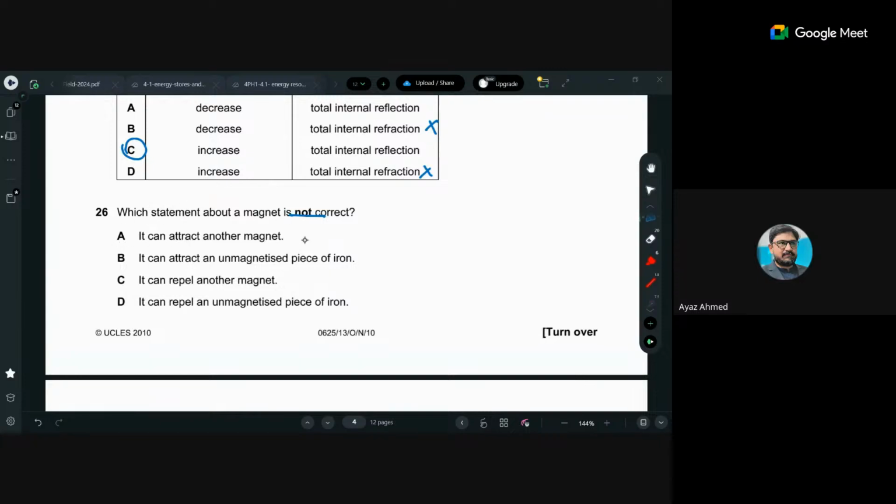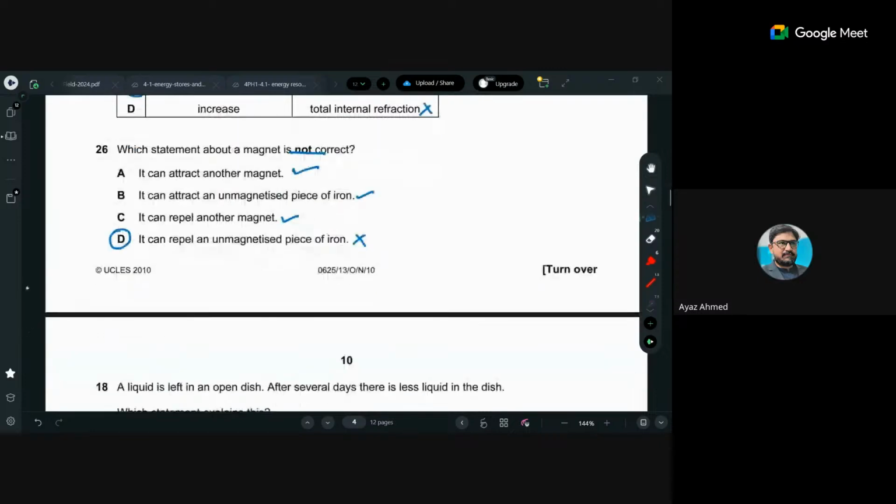It can attract another magnet. Yes, it is sure. It can attract an unmagnetized piece of iron. Yes, it can. It can repel another magnet. Yes, it can. It can repel an unmagnetized piece of paper? No, it is not possible. So the right option is option D.